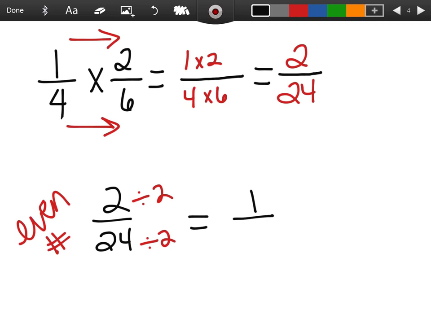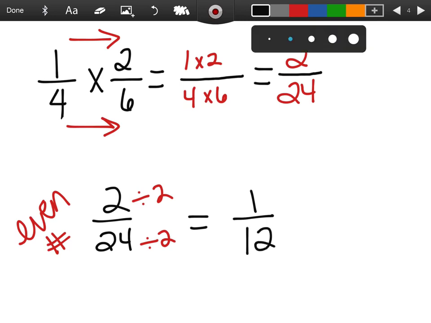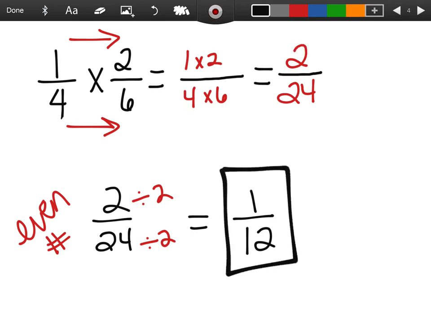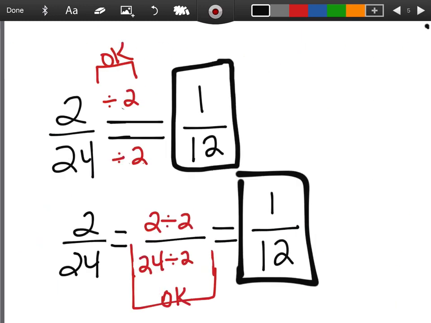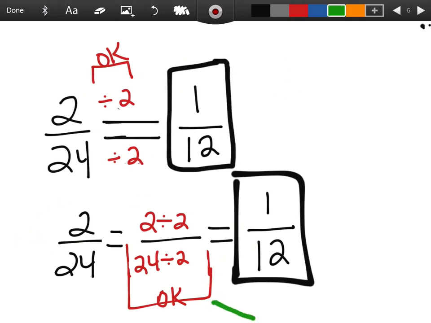So even numbers means I can divide by 2. What I do to one side, I must do to the other. So I get 2 divided by 2 is 1. 24 divided by 2 is 12. With that 1 on the top, that guarantees me I can't do anything else to it. So that is my final answer. Okay?